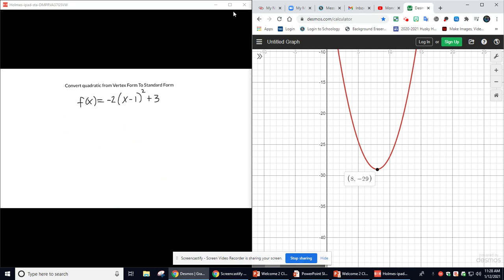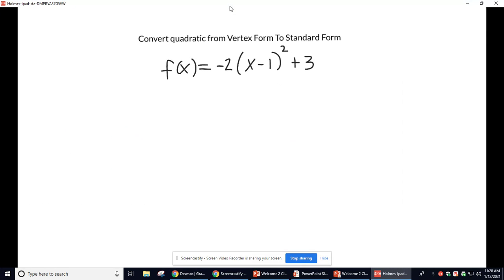Let's talk about how we convert from vertex to standard. Okay, so from vertex to standard, what we're going to be doing is we're going to be using 3 steps to do this. We're going to start with the box method, and then we're going to do the distributive property, and then we're going to combine like terms.